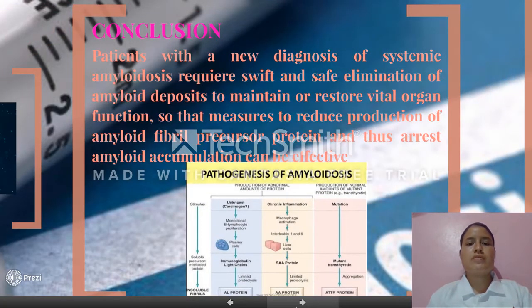Conclusion. Patients with a new diagnosis of systemic amyloidosis require rapid and safe elimination of amyloid deposits to maintain or restore vital organ function. So make sure to reduce production of the amyloid fibril precursor protein, and thus arrest amyloid accumulation can be effective.